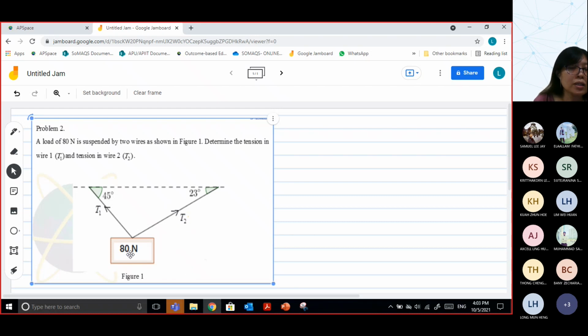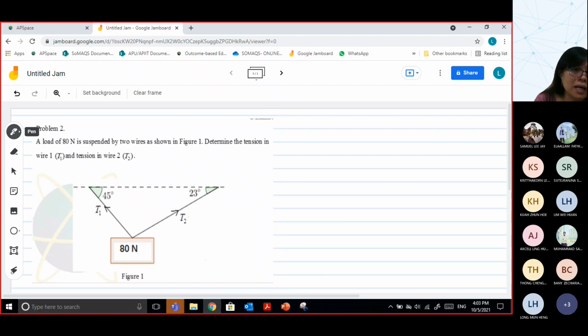Then please take note, the object here, they already give you the load of 80 Newton. So that means this 80 Newton already included the gravity. So you don't need to multiply by 10 anymore. So that means this one is 80 Newton. Please take note, you don't need to include the gravity. It's already included.